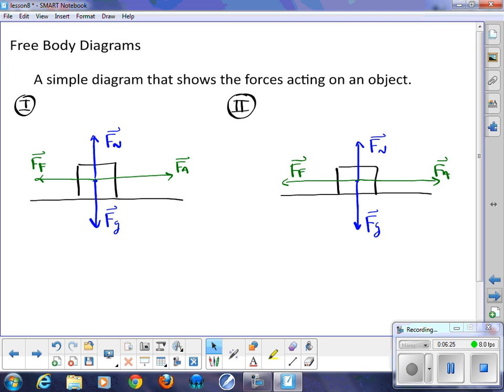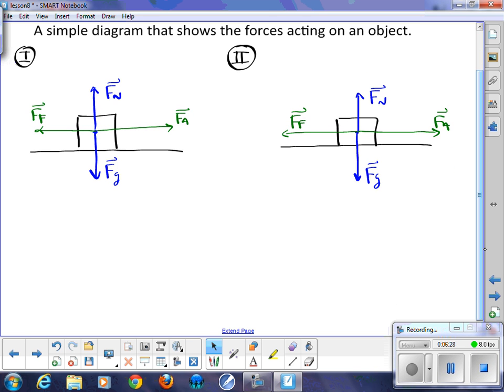Now, why did I draw two identical diagrams? Because what I need you to be able to differentiate between is this situation right here. If FA and FF are equal, so force due to friction, FF equals FA, how does that compare to if I tell you the applied force is greater than the force due to friction? How do they compare? So in this one we have all forces balanced.